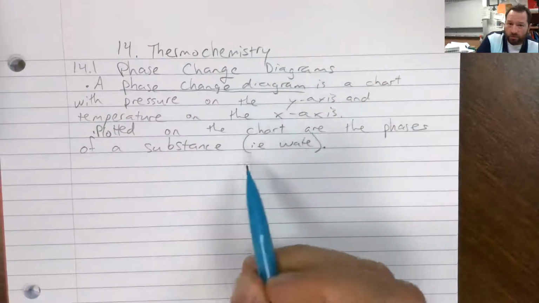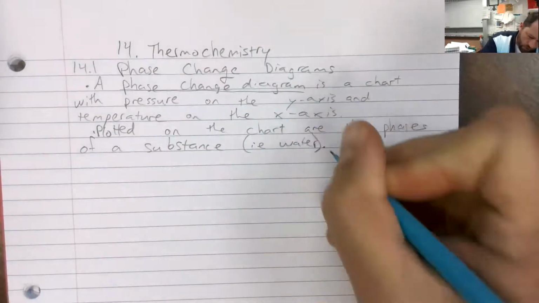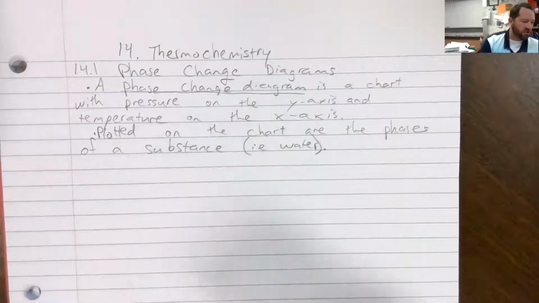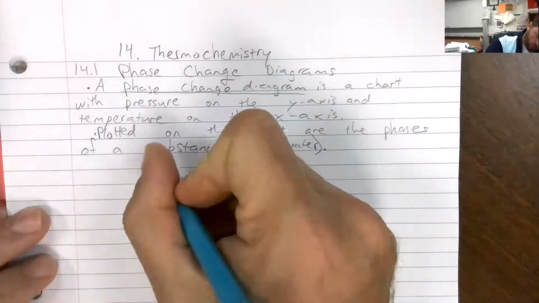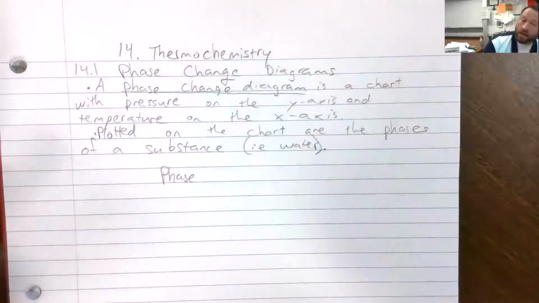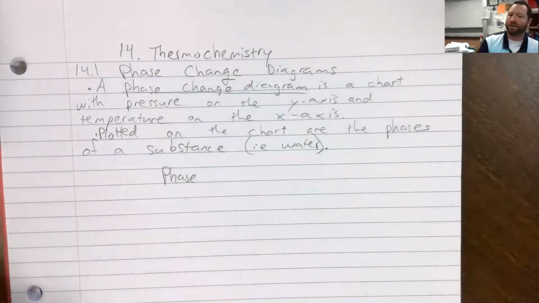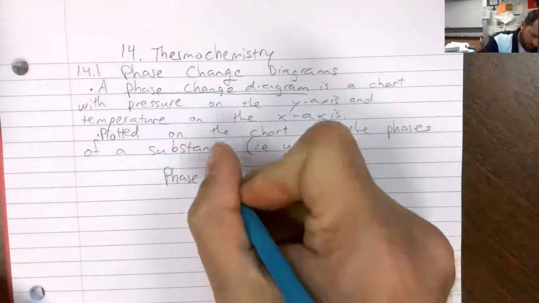looking at. Often we're looking at water. That's our substance. In fact, that's the one I'm going to diagram for you now. But it doesn't have to be water. We can look at any substance there is. They all have the three phases. They'll look a little bit different.